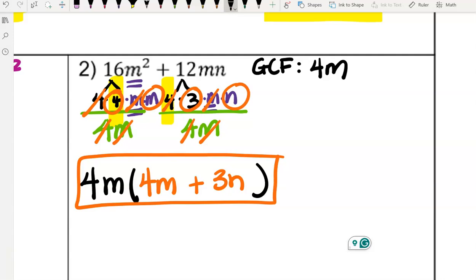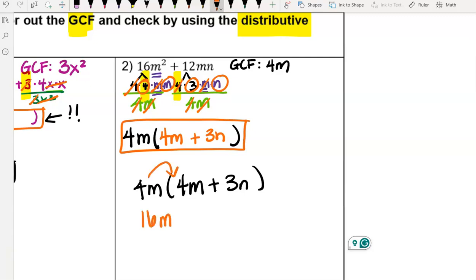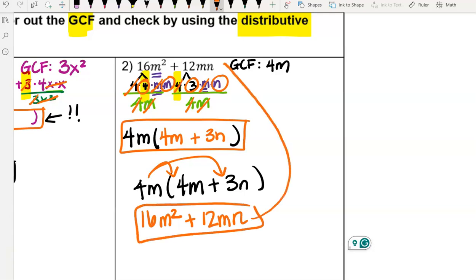Now let's copy that back down and distribute it back to see if we get the original. So 4m times 4m plus 3n, let's FOIL. 4 times 4 is 16, m times m is going to be m squared. 4m times 3n is going to be 12, an m and an n. We can't add the powers because they are not the same variable, so we just multiply together. Let's box that up. Let's compare to the original, and they look exactly the same, meaning that our factoring is right.